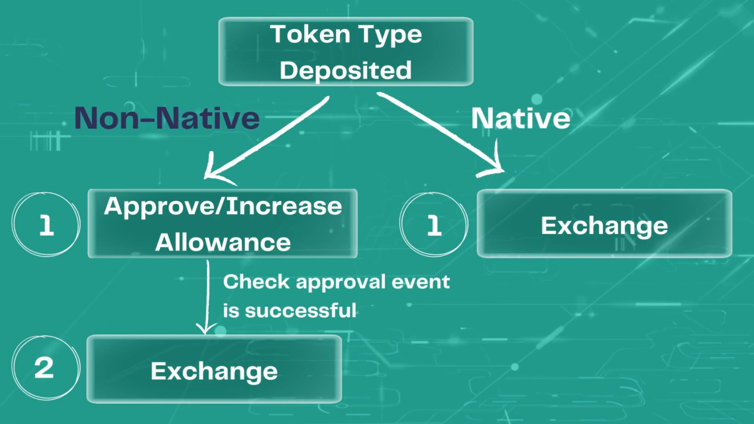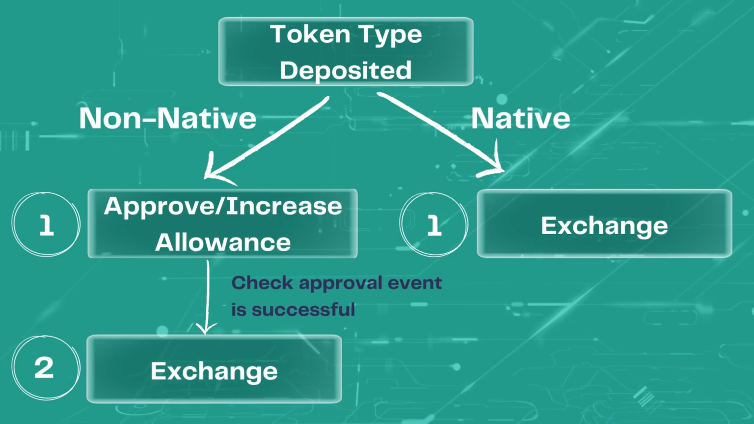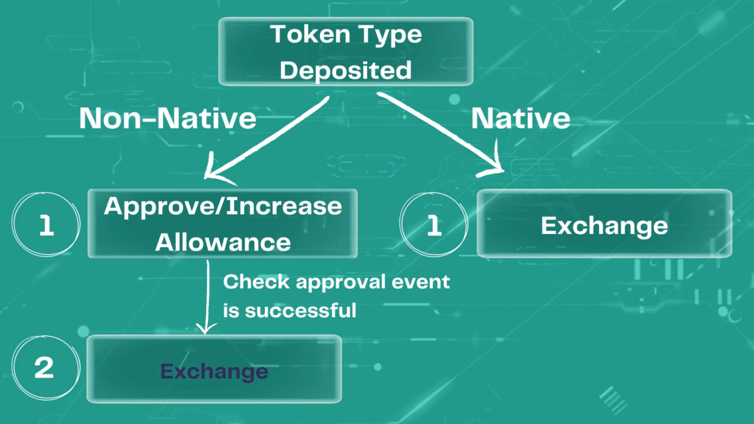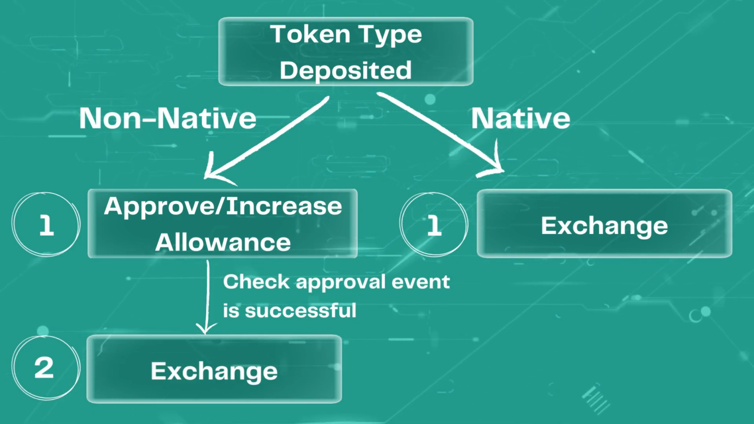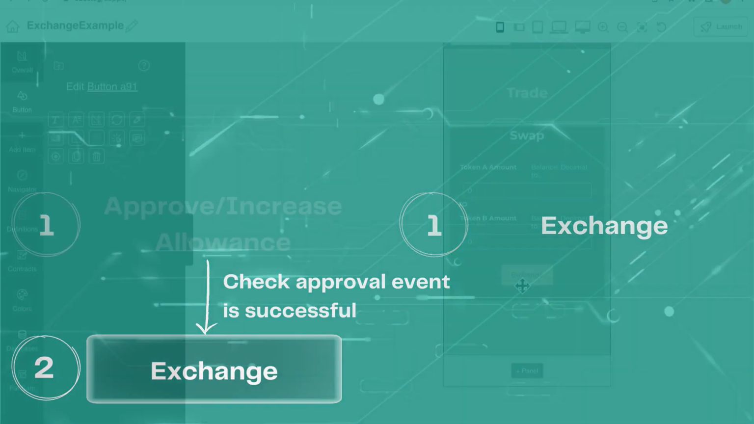Since token A is a non-native token, we will need to execute the approve function, receive the event that the approval has taken place, then call the exchange function. Now that that is explained, let us do up this process. Click on the Exchange button.